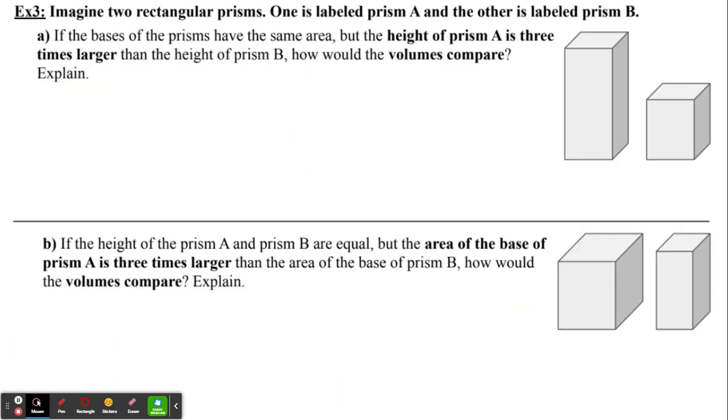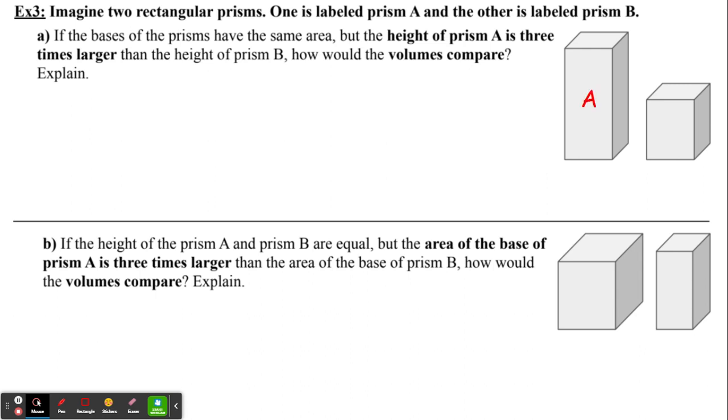Okay, so last thing that we're going to focus on with problems involving volume. We're going to move away from the family that's moving. And let's talk about if we change one specific dimension of a prism, how that affects the overall volume. Okay, so it says if the bases of the prisms have the same area, but the height of prism A is 3 times larger than the height of prism B, what happens to the volumes? How do they compare?